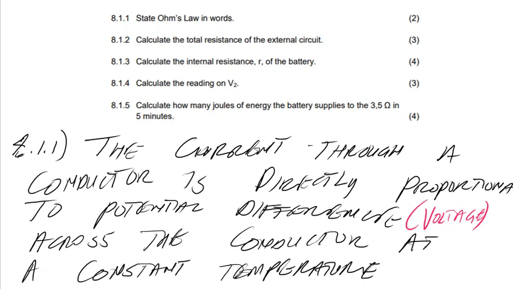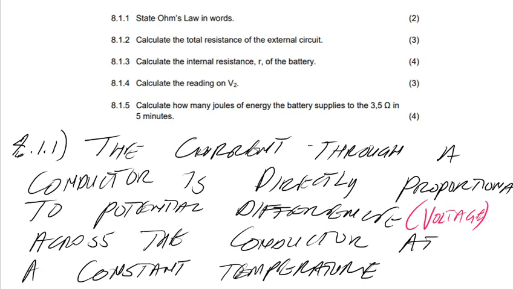Okay guys, so let's proceed with the second question, 8.1.2, from the previous session where I was explaining the meaning of Ohm's law. So we're gonna do from 8.1.2 until the last question. The second question says calculate the total resistance of the external circuit.